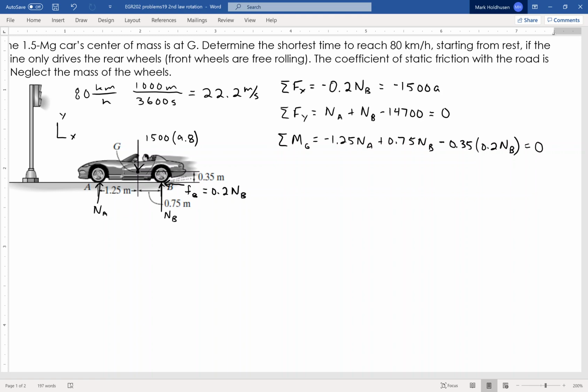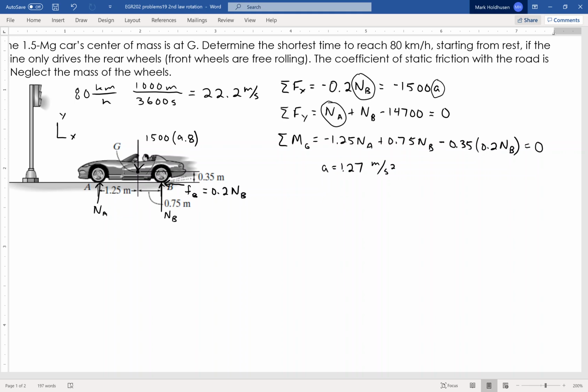So what I have here is 3 equations and 3 unknowns, those 3 unknowns being NB, NA, and the acceleration. Those are my unknowns. Through the magic of algebra, we can solve this out. We can find NB, plug that into find NA, and I find that a then equals 1.27 meters per second squared.